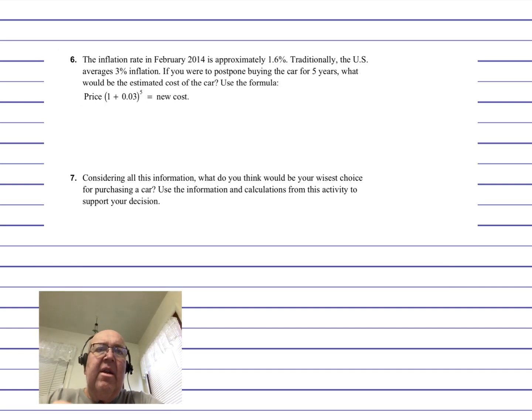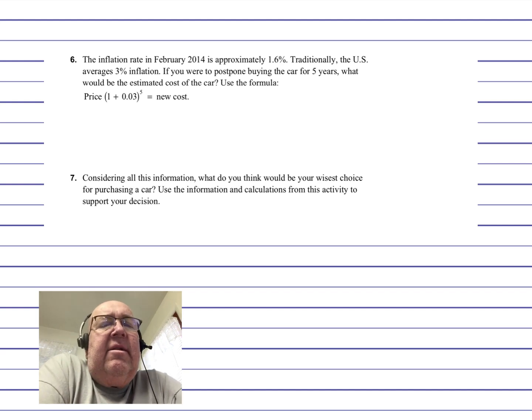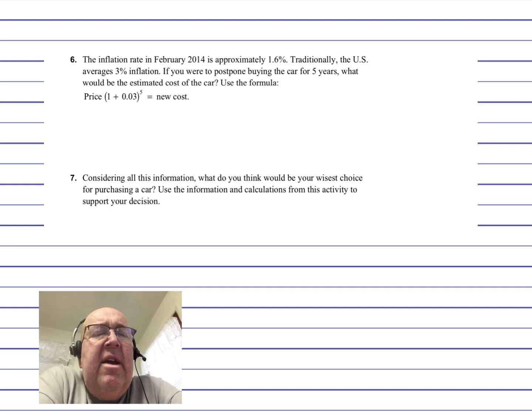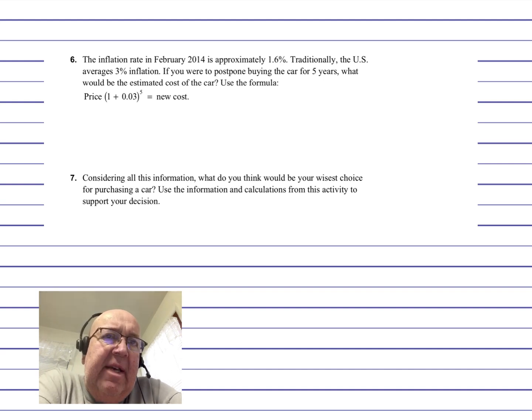Lastly, you're being asked to say you wait 5 years to buy the car at the normal rate of inflation, which is 3%. You will use the formula price times 1 plus that percent converted to a decimal, to the fifth power, representing 5 years, to find the cost after 5 years.